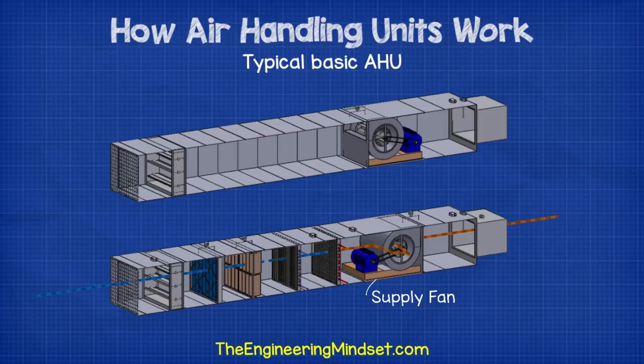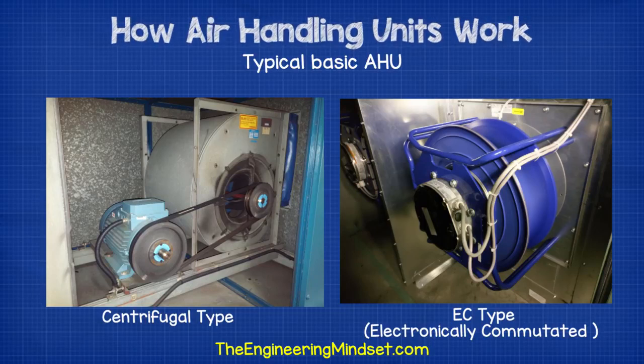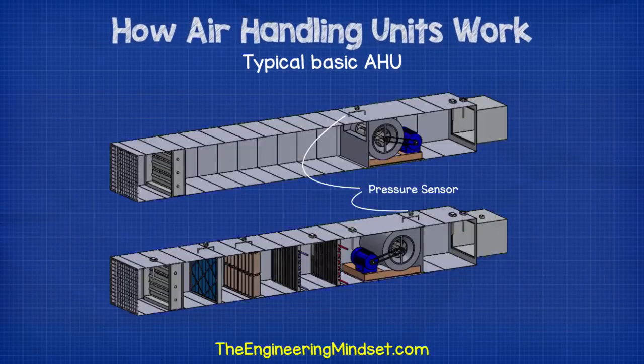Next, we'll have a fan. This is going to pull air in from outside and then through the dampers, the filters, the coils, and then push this out through the ductwork and around the building. Centrifugal fans are very common in old and existing AHUs, but EC fans are now being installed and also retrofitted for increased energy efficiency.